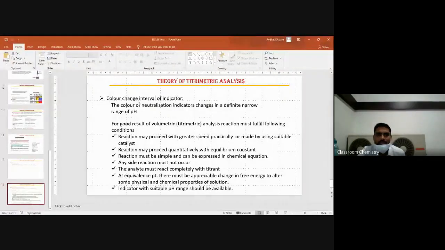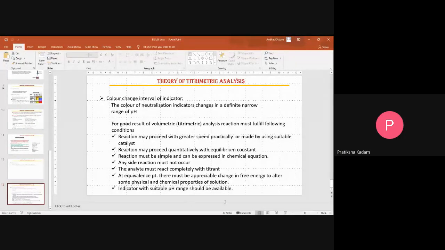Okay, now I will explain the last slide of today's lecture. Are you able to see the screen? Okay, wait. This is our last point in today's lecture. Theory of titrimetric analysis containing color change interval of indicators. I think now the screen is visible.